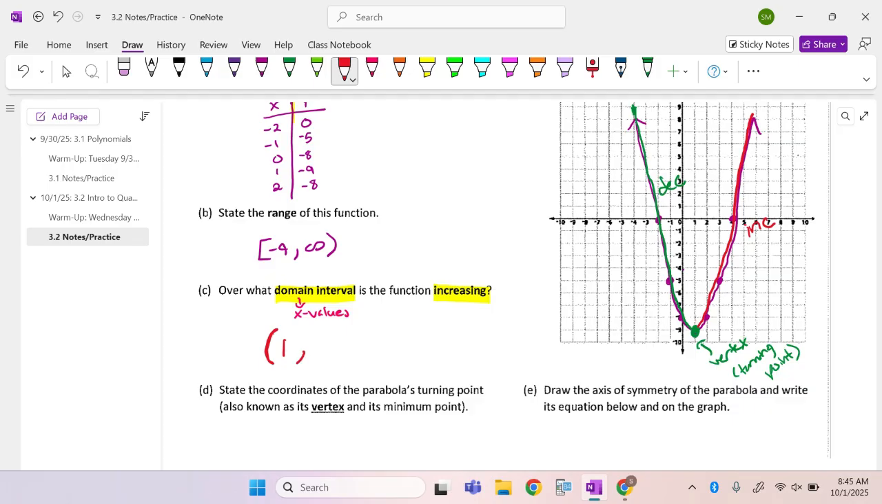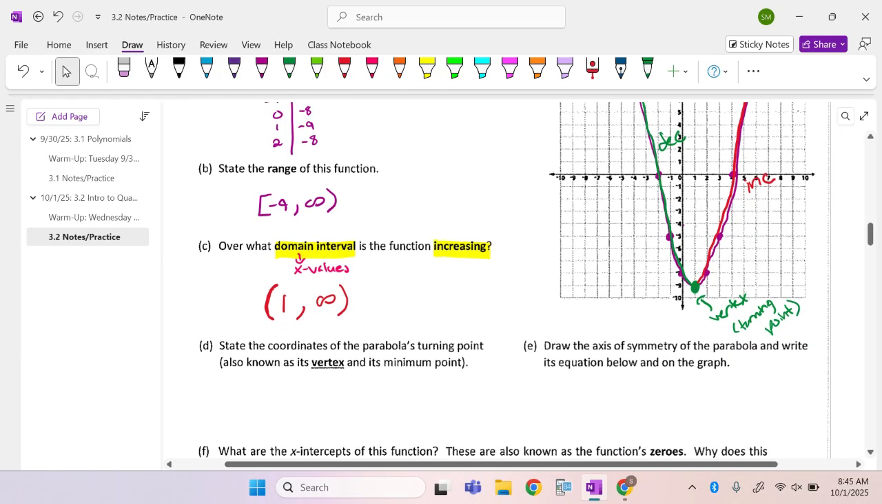Now, where does the increase interval stop? What x value? Infinity. It goes on forever. And that would be our interval of increase. Now, interval of decrease, just flip it. It'd be negative infinity to 1. All right, that's the great thing about quadratics. Once you get one of them, flip it, you got the other. All right.